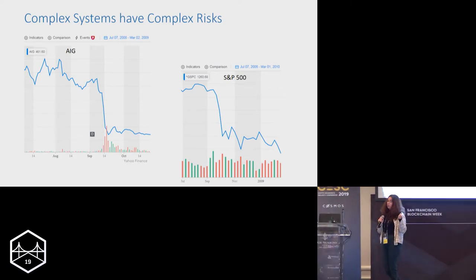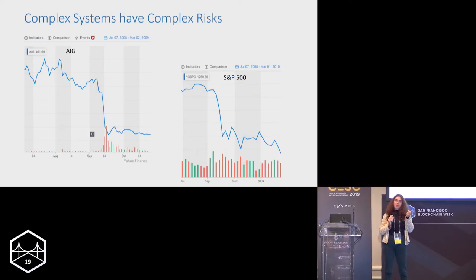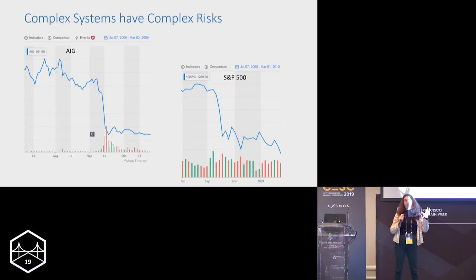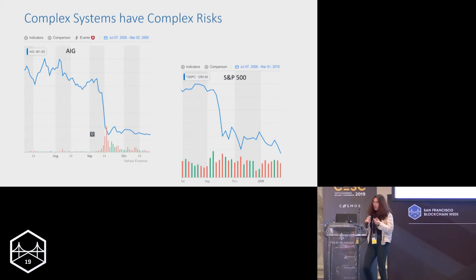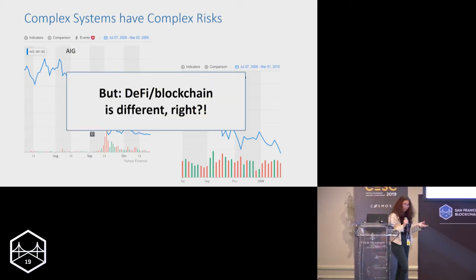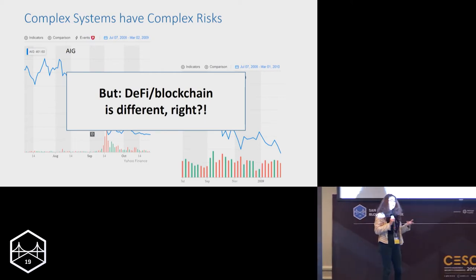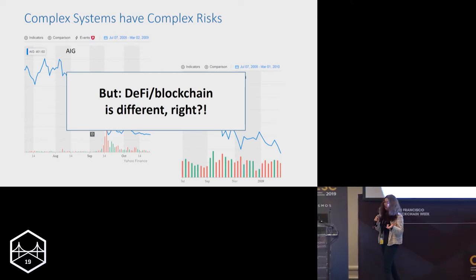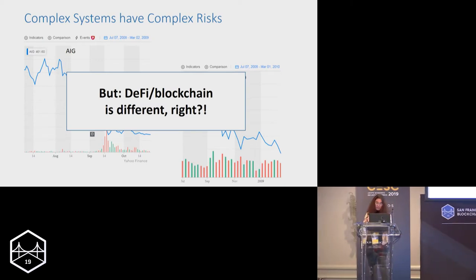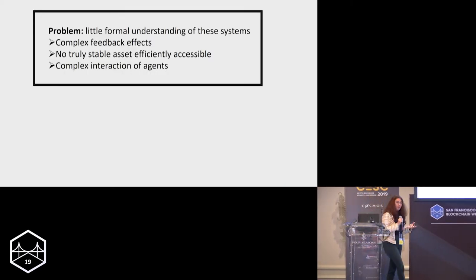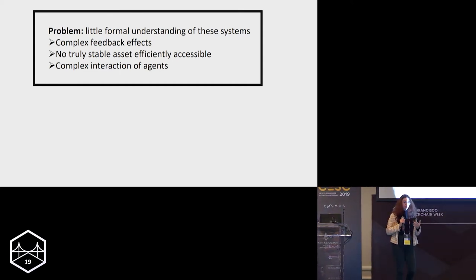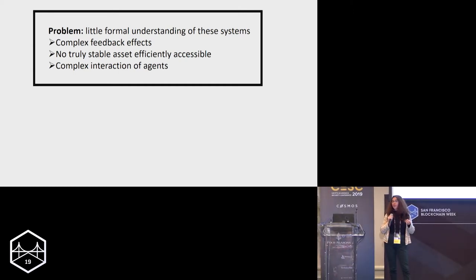Another important lesson that we have seen in the financial crisis is that a market which could be initially relatively small, because we're talking here about hundreds of billions of dollars, translated into losses that eventually ended up in the orders of trillions of US dollars. So we ask ourselves, is it something that could happen again in this new decentralized finance setup? And we hope that it's different this time. The problem that we are trying to solve in our work is the fact that we have little formal understanding of these systems, and there are complex feedback effects.